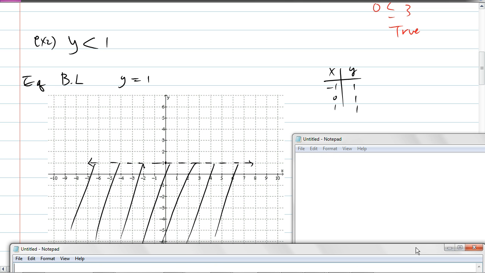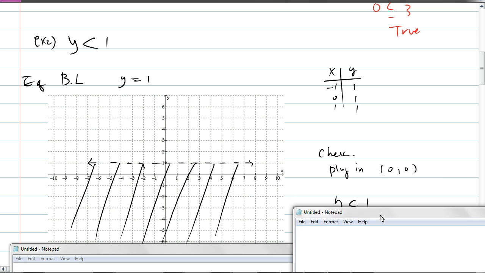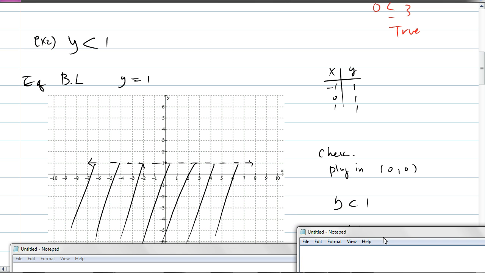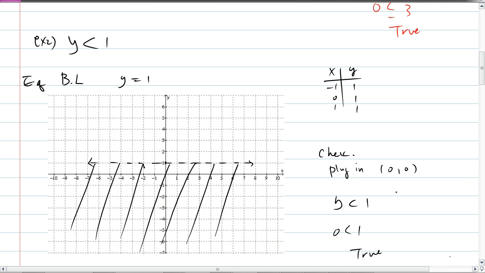Does this make sense? Is there a way to check and see whether we got the right answer? Do we choose the right region? It's either above or below this line, right? So how do we check this? Plug in 0, 0. Isn't that the nice point to plug in? So when I plug in 0, 0, do I get a true statement? Yes, I do. Isn't 0 less than 1? By the way, there is no place for us to plug in x. If there's no x, you don't plug in x, okay? You just plug in y.